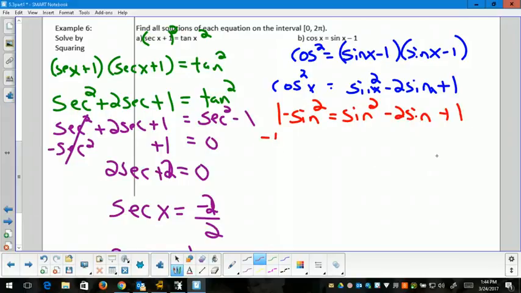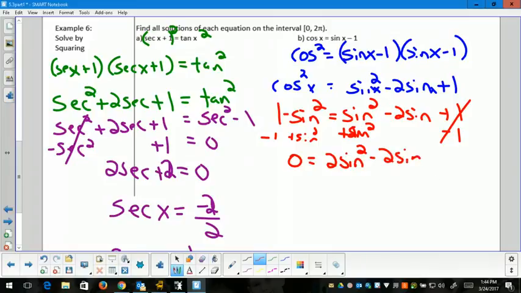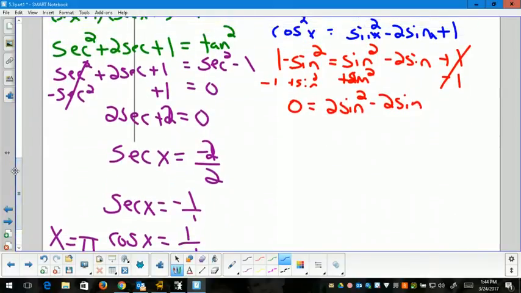I'm going to subtract the 1. I'm going to add the sine squared. So I have 0 equals 2 sine squared minus 2 sine. And you're going to factor out how much? 2 sine. 2 sine of x times sine minus 1. Set them both equal to 0.